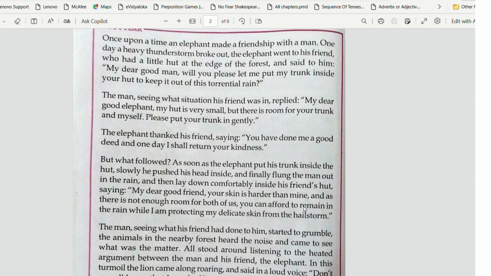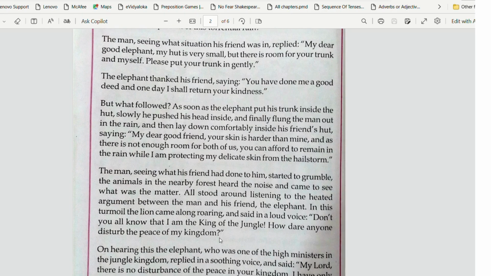So what happened? We see that the elephant just asked space to keep his trunk inside. The elephant, being a kind person, replied that yes, obviously, because the elephant was his friend and the hut was too small, but at least the elephant could put his trunk inside the house along with him. The elephant thanked his friend and praised him, saying that he had done something very, very great and he would definitely return his kindness. But then, what happened afterwards?